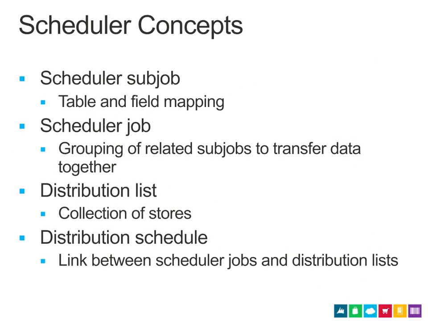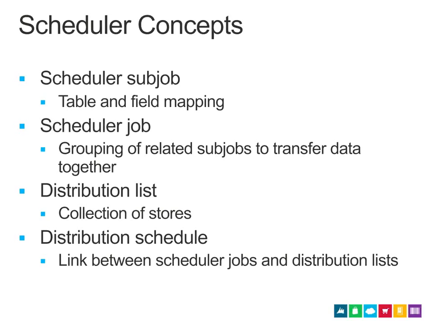Then there are a few other core concepts that I want to touch on. The first is the scheduler subjob. The subjob mapping is really a definition of what fields of one table go to the destination. In most scenarios, the store database schema is a subset of the AX schema. So here you can specify, for whatever the invent table, let's say I only need those 5 fields that I care about, and then you specify those fields, and they will be sent to the store.